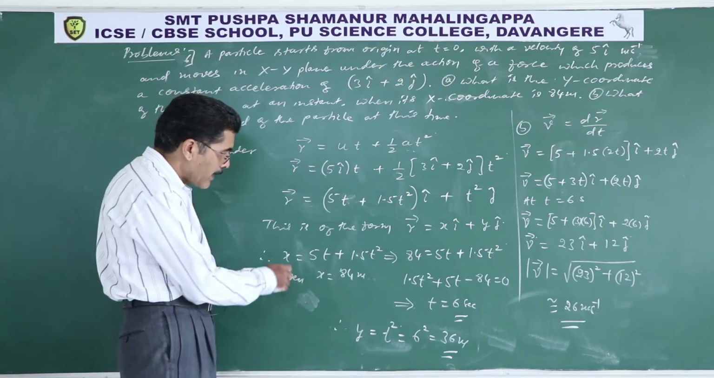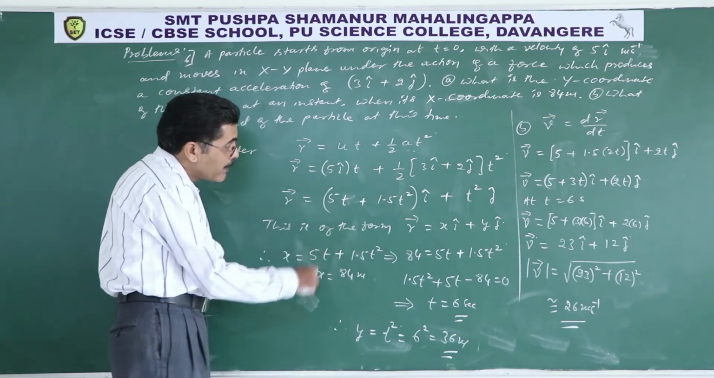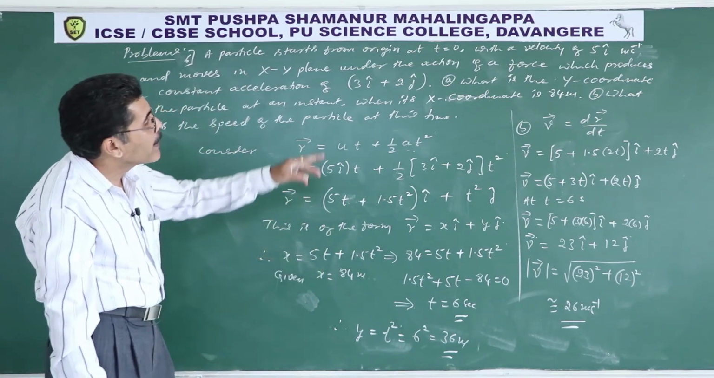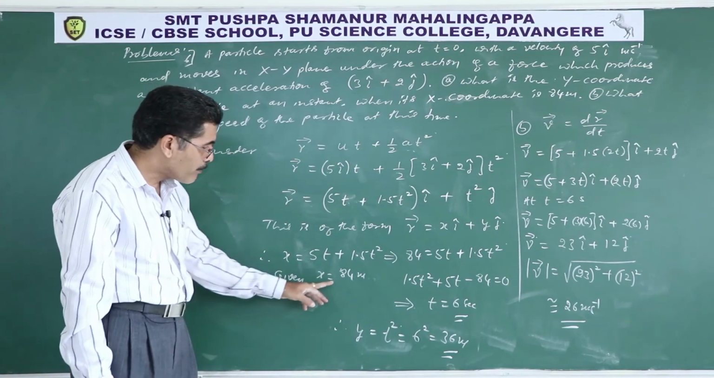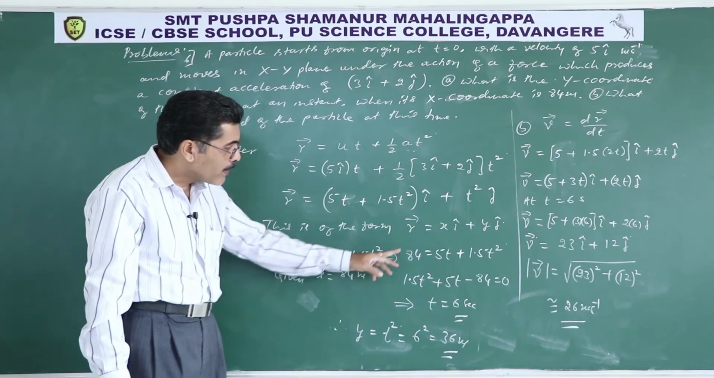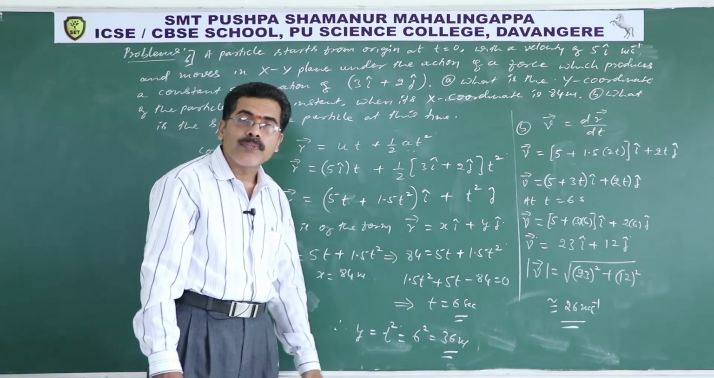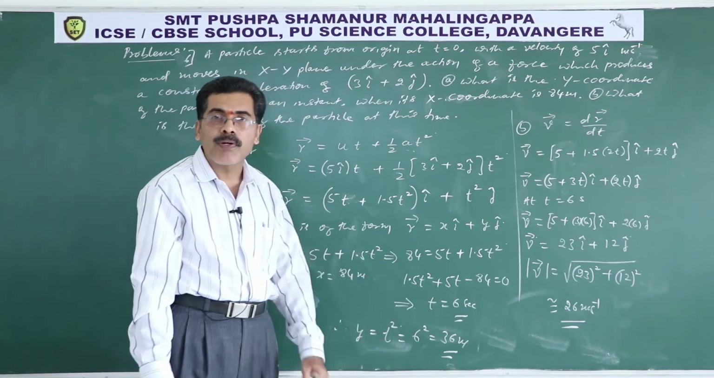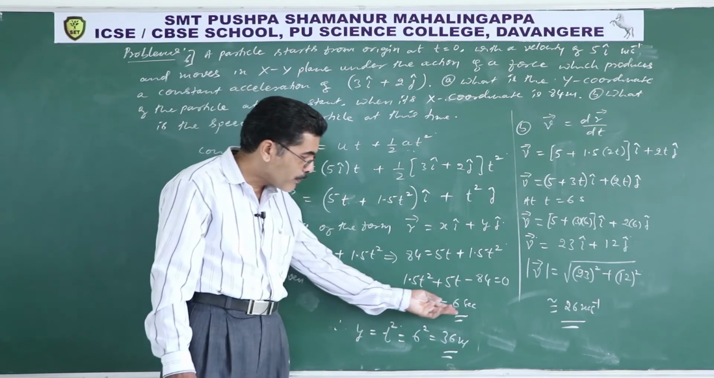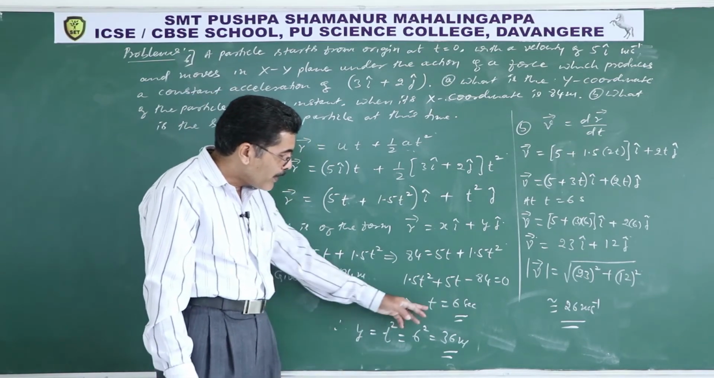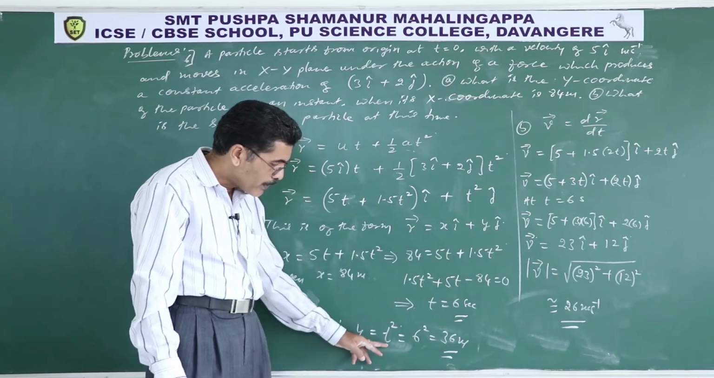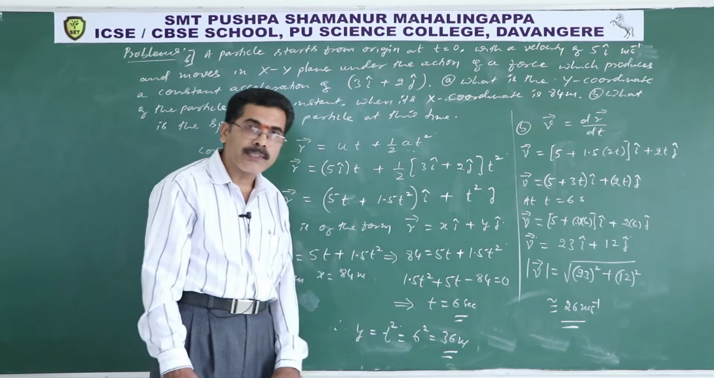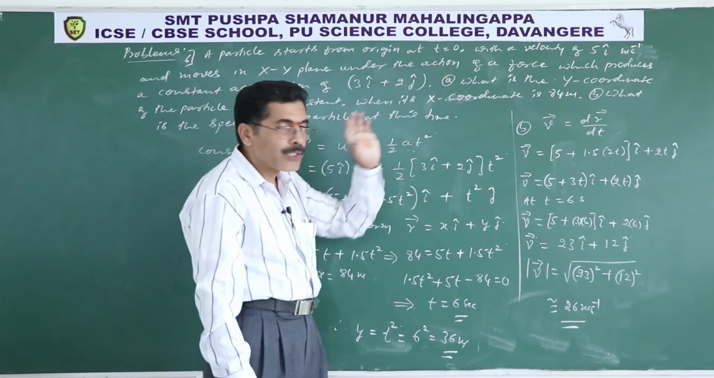Now, I just consider x. In the data they have given, the x coordinate is 84 meters. Therefore, I put x equal to 84. You just factorize this or solve this quadratic equation, and you are going to get t equal to 6 seconds. When you put t equal to 6 seconds in the y coordinate, y is equal to t square, 6 square becomes equal to 36 meters. The first part of the question is over.